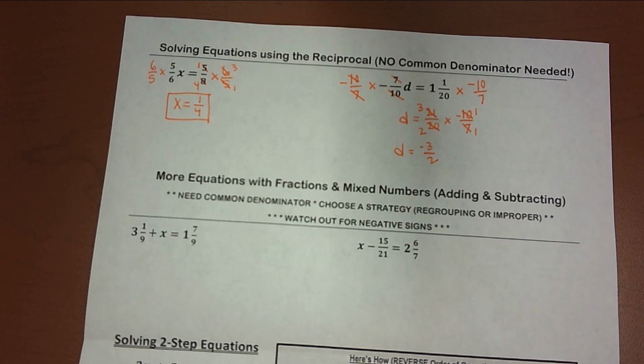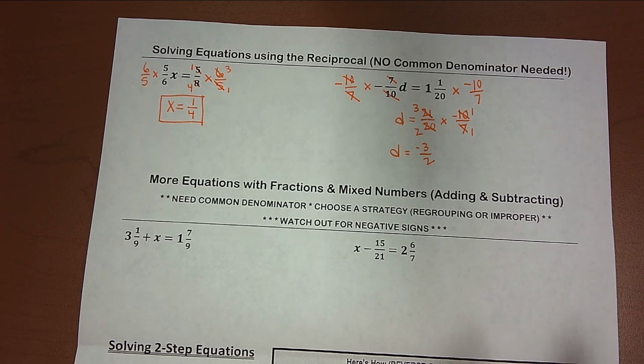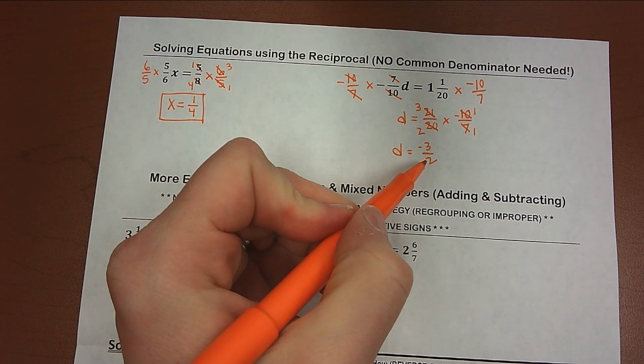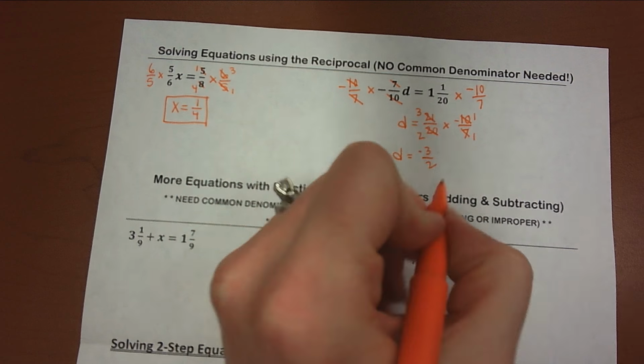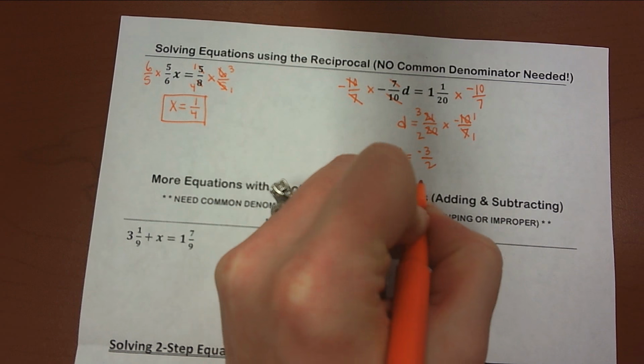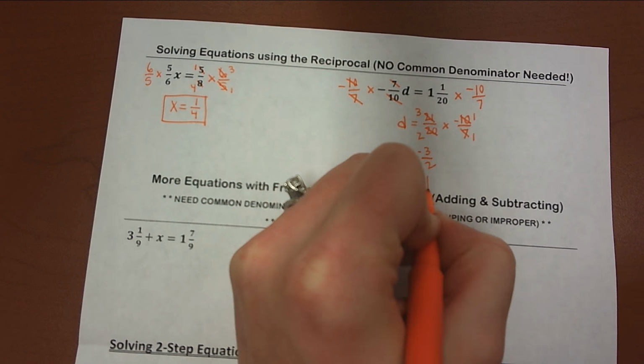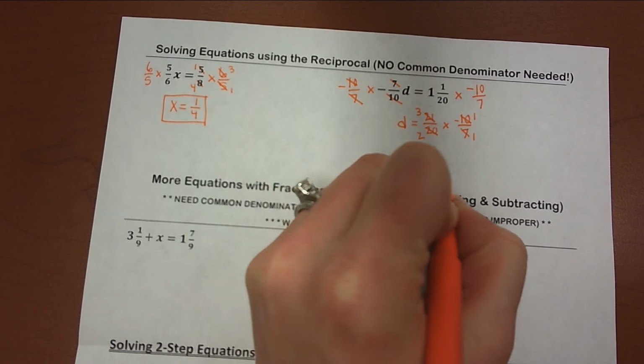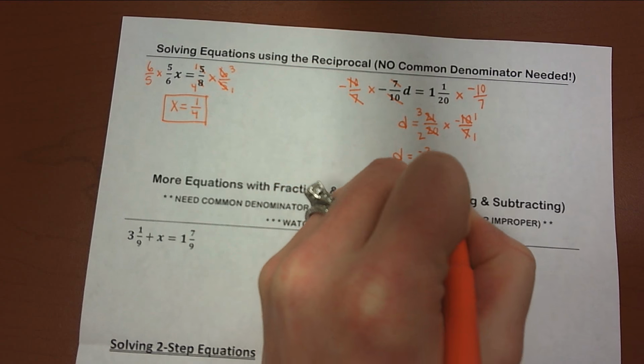And d equals -3/2. Now when we have an improper fraction, which means the top number is bigger than the bottom, we always want to convert it back to a mixed number. So we're going to say d equals -2 goes into 3 one time with 1 left over. So I've got -1 1/2.